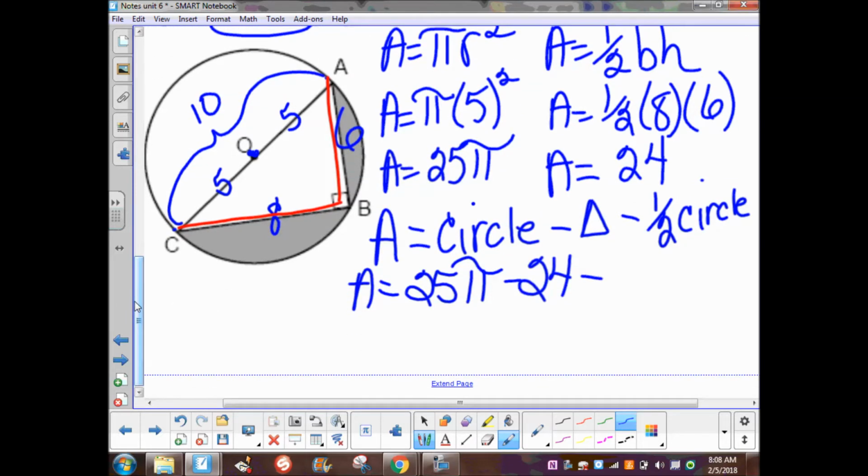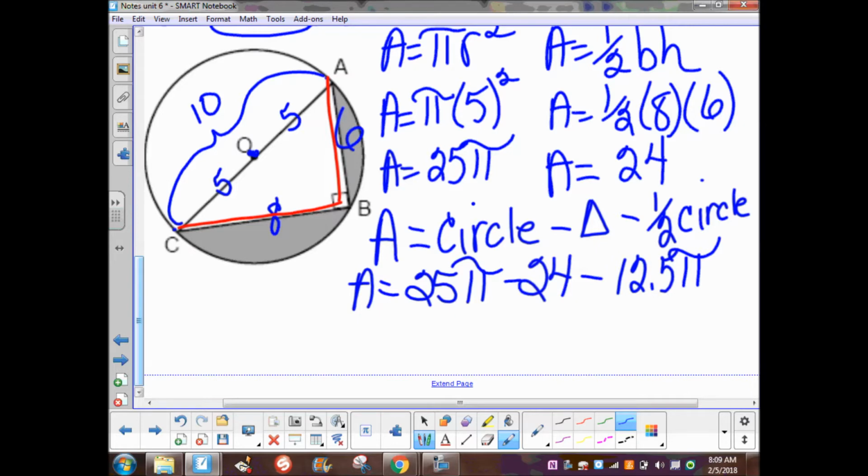How can I just write that and not find it specifically yet? Half circle. We know what the circle is, right? It's 25 pi. So what do you think half of 25 pi is? Don't think too hard on it. Maybe a little harder. Chrislyn. 12.5 what? Pi. Yep. I just took half of the 25 pi.